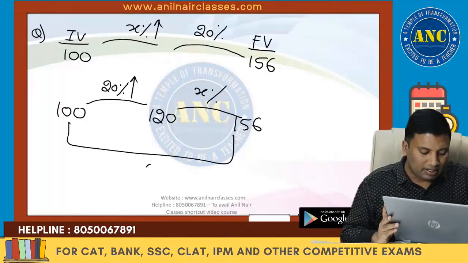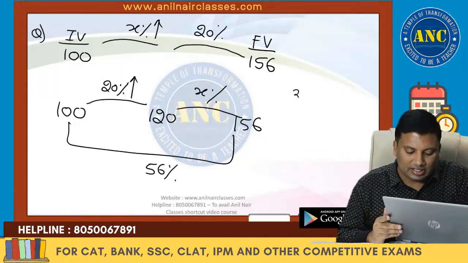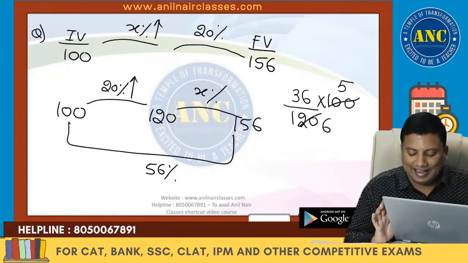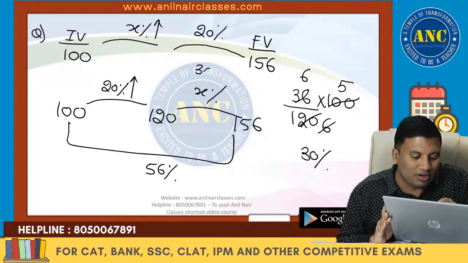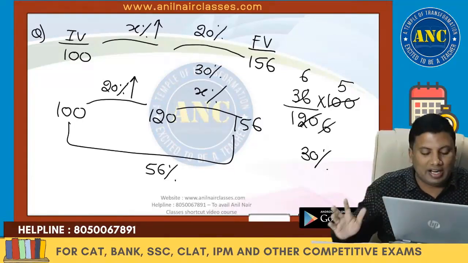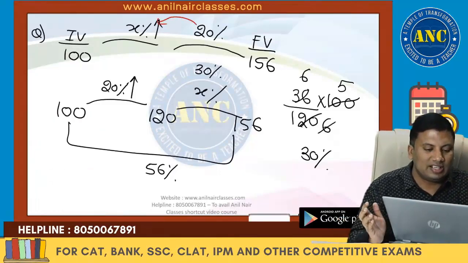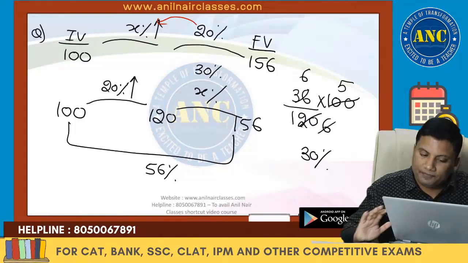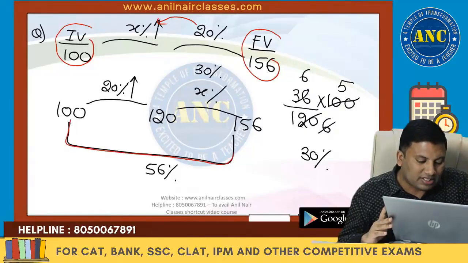So this is nothing but x. 120 became 156. Extra it is 36 on 120 into 100. Easily you will get the answer. 25s are 100, 26s are 120, 6s are 36. Answer is 30. Without using any formula, just by understanding the concept that if I interchange it, I will get the answer. You can interchange as many percentage changes as possible, right? To get the overall percentage change.